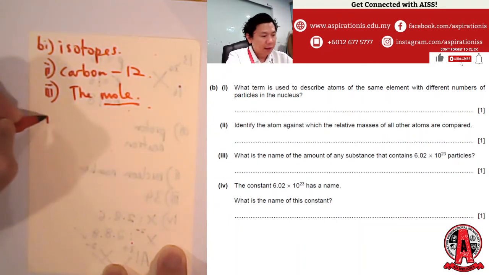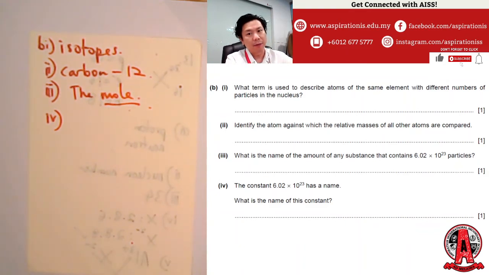Okay. And 6.02 times 10 to the power of 23 has a special name. Anyone can guess this name. Put them in the chat. Let's see who gets it first.